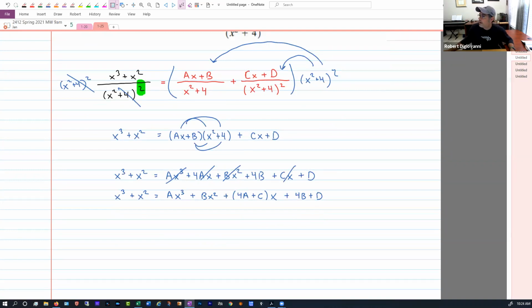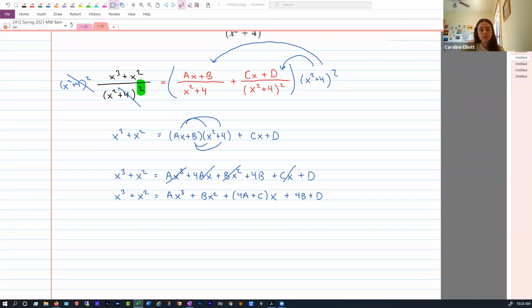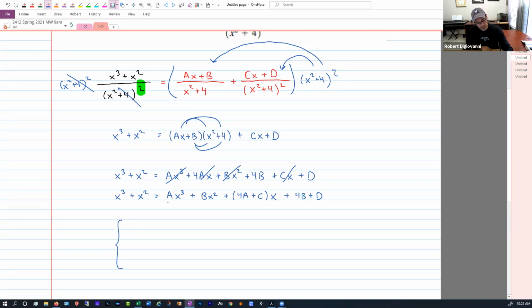And now we get to play our game of matching the coefficients. So let's go with Caroline. Okay, so what's the first equation that I'm going to set up here? Working with the ax cubed. What does a have to be? a equals 1. Okay, a equals 1, right? Because it has to match the number on the x cubed over here. So I'm going to put a equals 1.